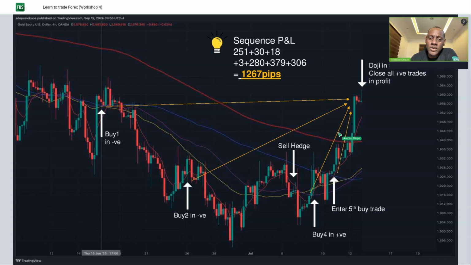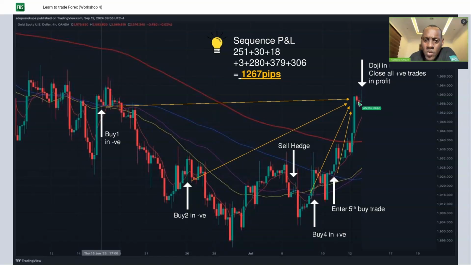And guess what? The price actually started going up. If it went down again, I would have hedged the 4 buy trades and taken the profit and entered a 6th buy trade, until I have enough profit to close all the sequence. The sequence is all the number of trades altogether in profit. And what made me close?